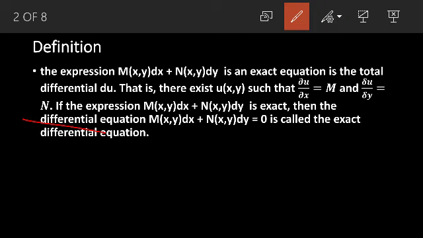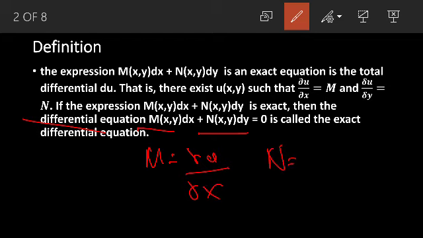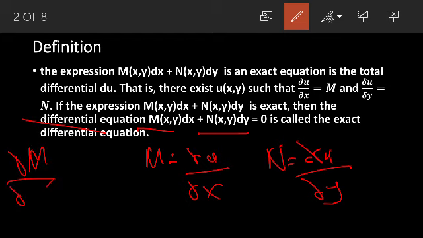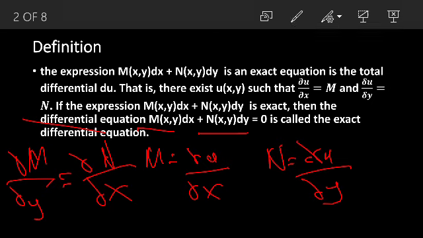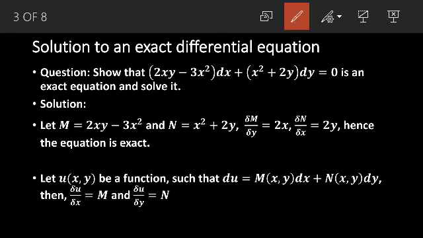So your M must be a function of x,y, your N must be a function of x,y, and your M is equal to the partial derivative of u over the partial derivative of x, and your N is equal to the partial derivative of u over the partial derivative of y. Now, the idea is that if such an equation is an exact equation, then the partial derivative of M with respect to y must be equal to the partial derivative of N with respect to x. So that leads us to the solution of an exact equation.